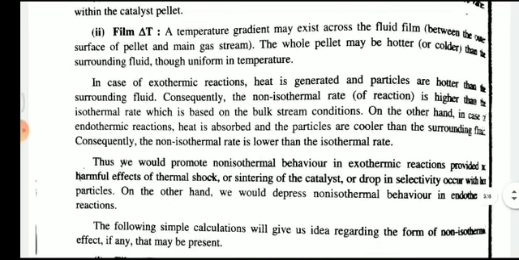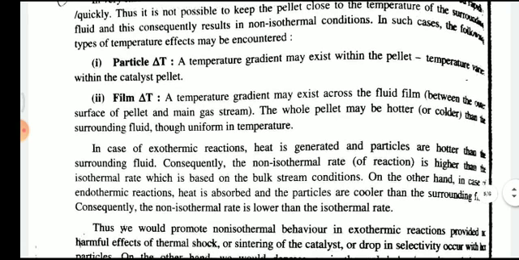The first important temperature case is the particle delta T, the temperature gradient. A temperature gradient may exist within the pellets. So temperatures vary within the catalyst pellets.